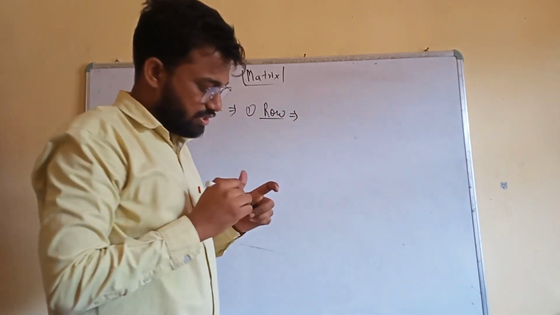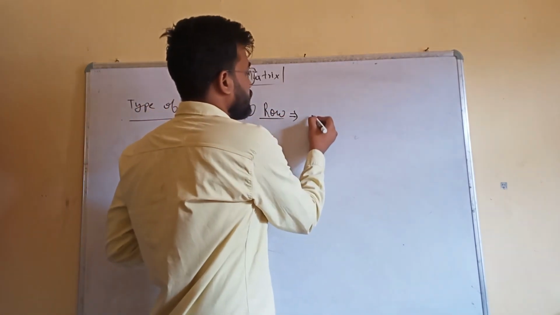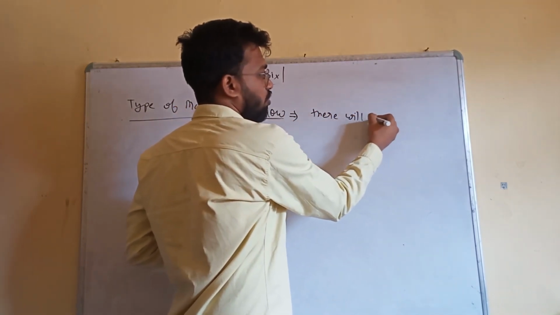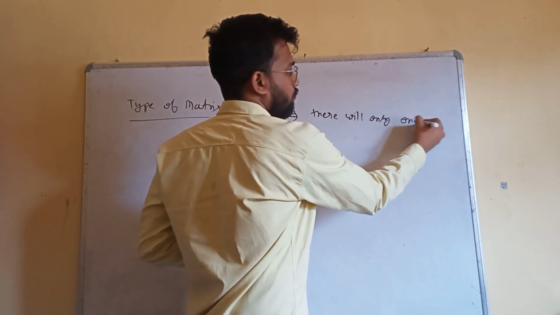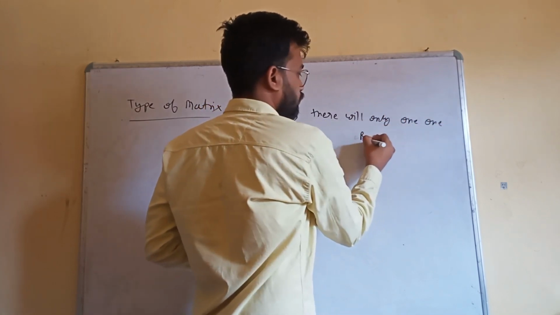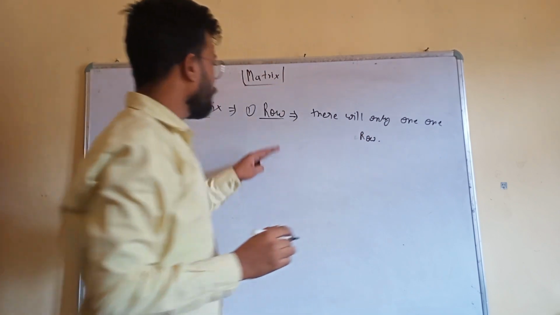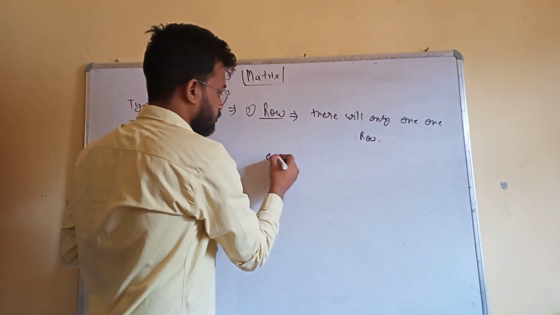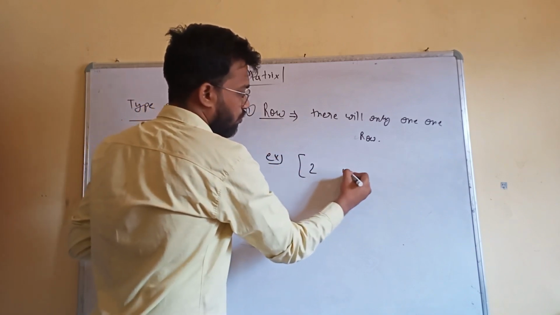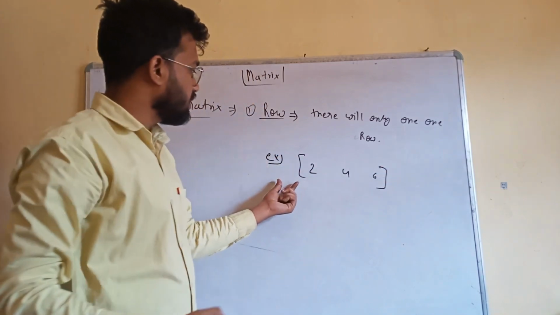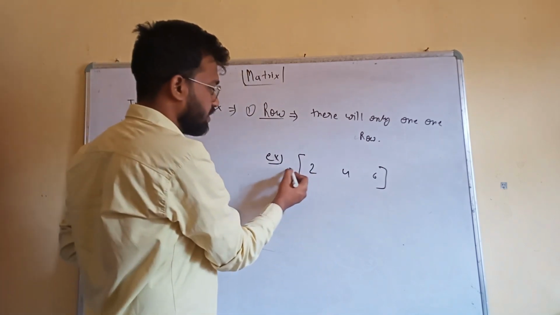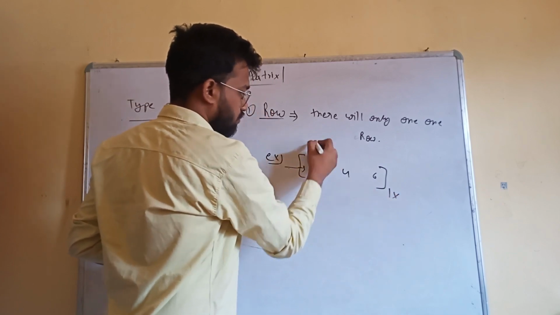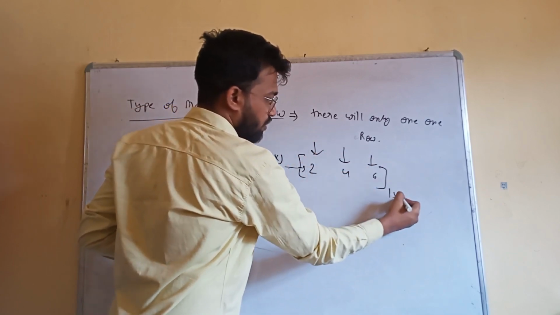What is a row matrix? In a row matrix, there will be only one row. So how are we going to represent it? Suppose, for example, 2, 4, 6. This is a row matrix. See, here is only one row. If I write the order of this matrix, it will be one row, and 1, 2, 3 columns. So 1 cross 3 matrix.